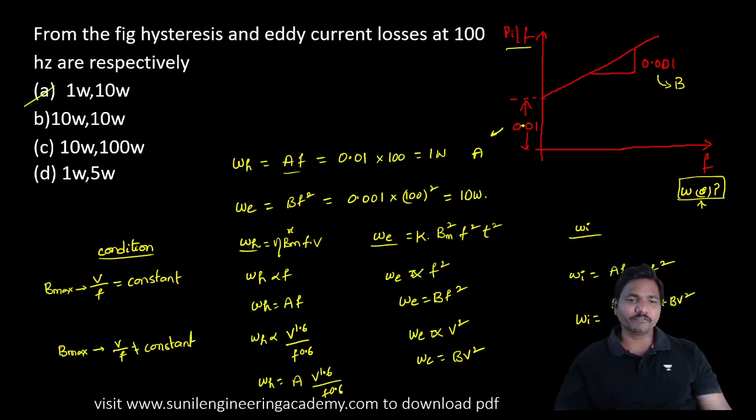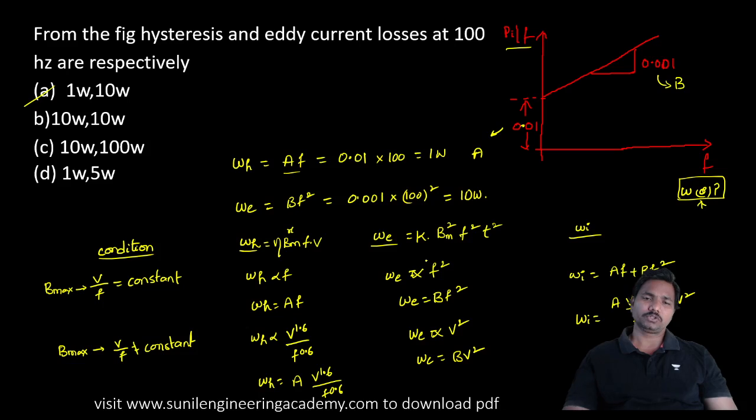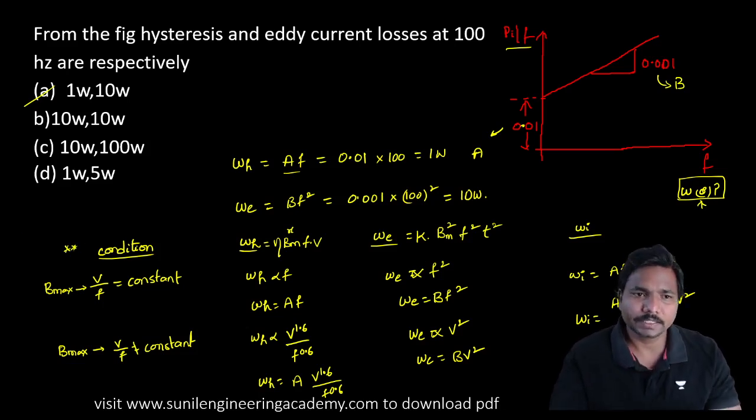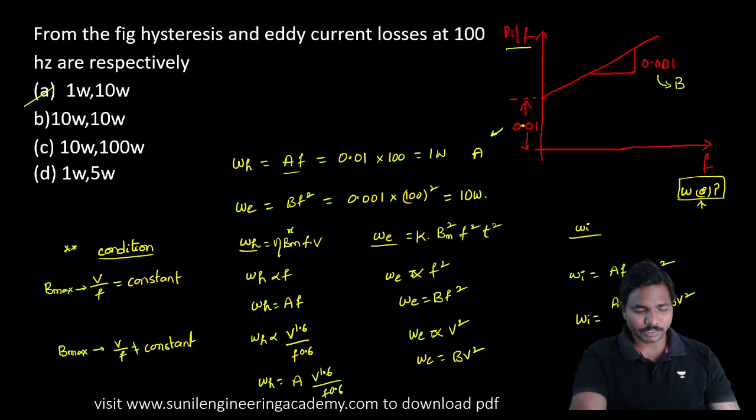That means whenever V by F is not constant, in this case, eddy current losses may not depend upon the frequency. It depends only on the voltage. We will get questions on this. All of you note down this one. Very important thing. Coming to the next question, guys.